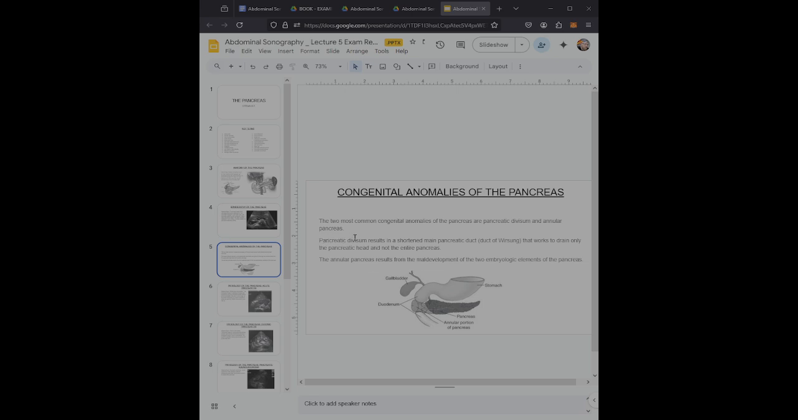So here we have pancreas divisum resulting in a shortened main pancreatic duct. And an annular pancreas results from maldevelopment of the two embryonic elements of the pancreas.